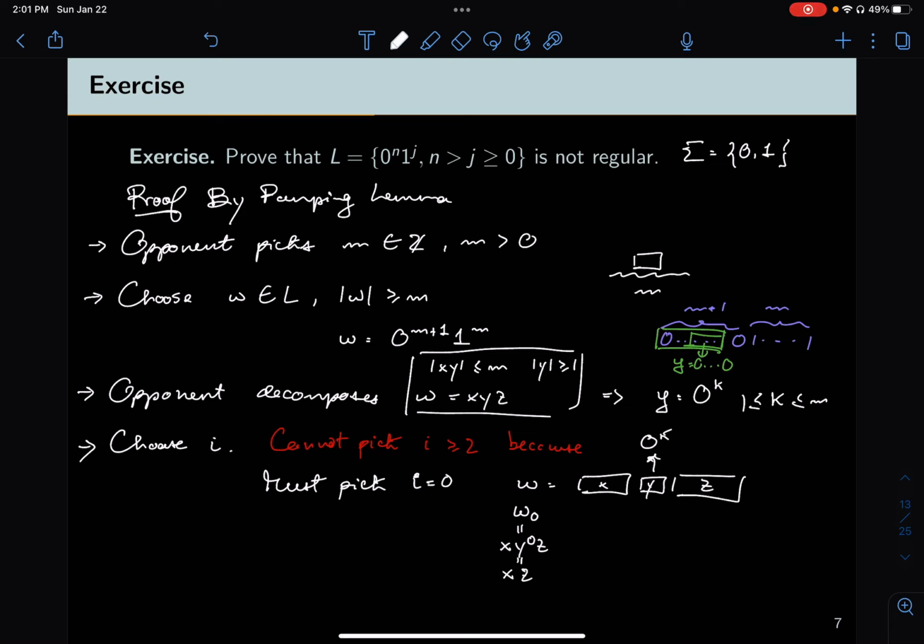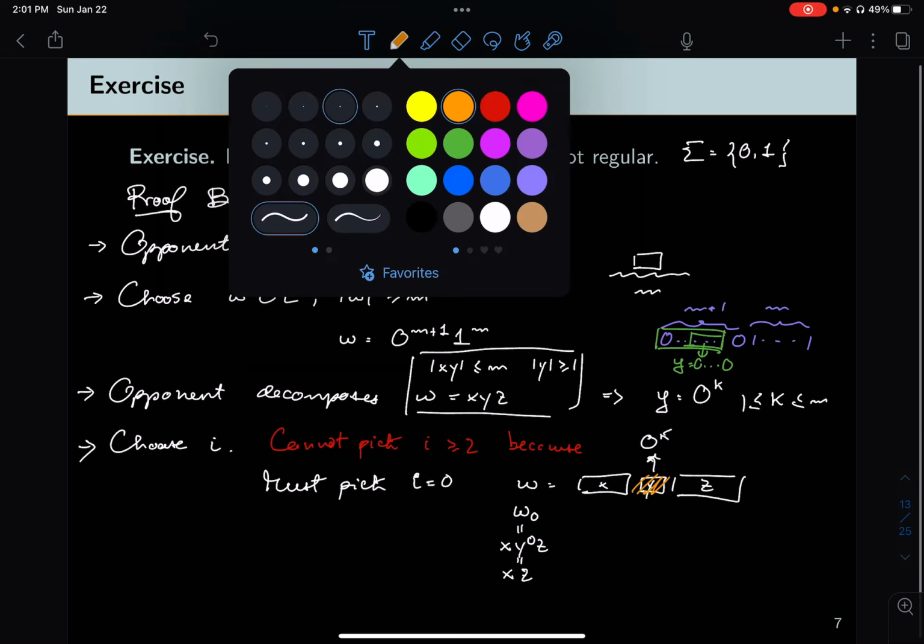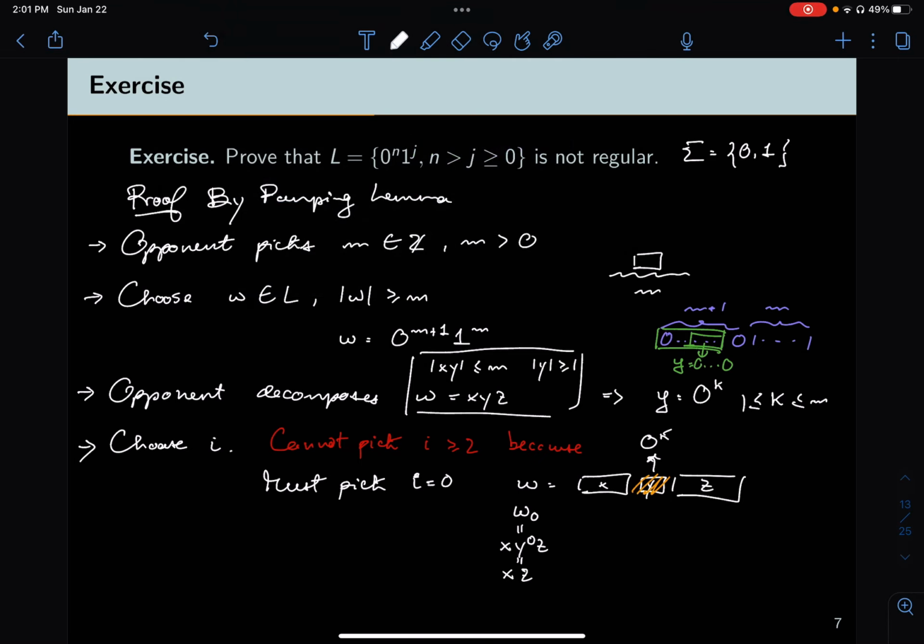So in other words, what you need to do is cut out the string y from the initial m plus 1 zeros. So in your initial string, let's say this was w1, you had m plus 1 zeros, and now you're taking away k zeros because that's how many zeros are in y. And so you take away k zeros, and then the number of ones stays the same.